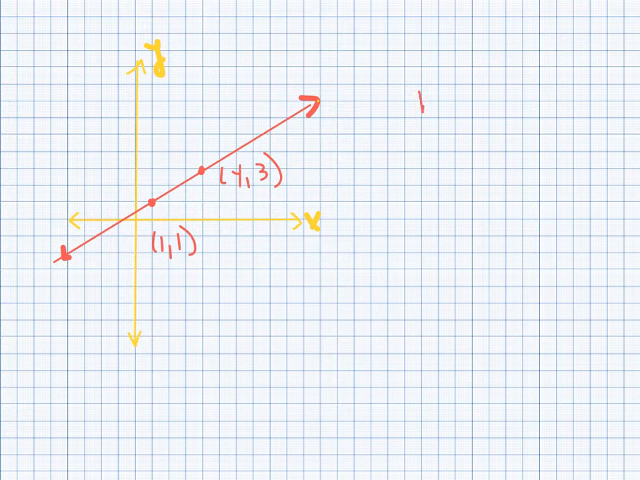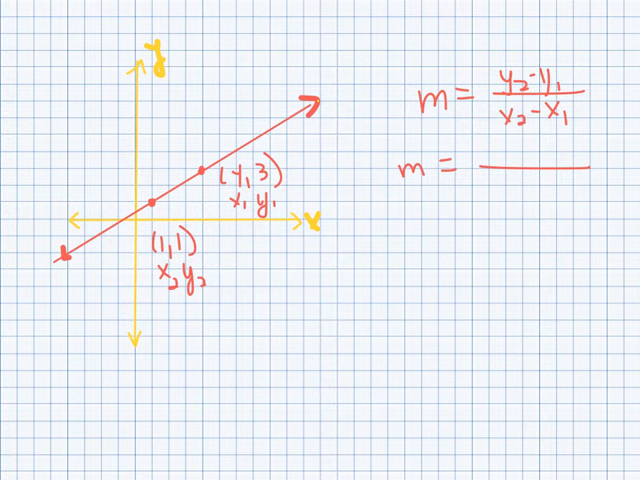I could use the formula m equals, and I know I said that's not what I'm going to do, but I will explain shortly. So let's do y2 minus y1 over x2 minus x1, which m equals, y2 is 1, y1 is 3, x2 is 1, y1 is 4. So the slope is equal to -2 over -3, which is 2/3. And yes, you know it's positive.